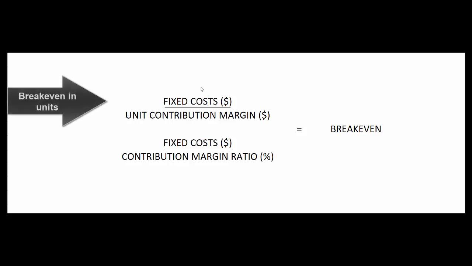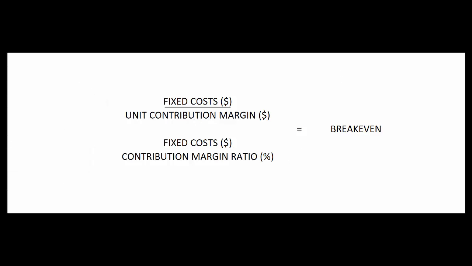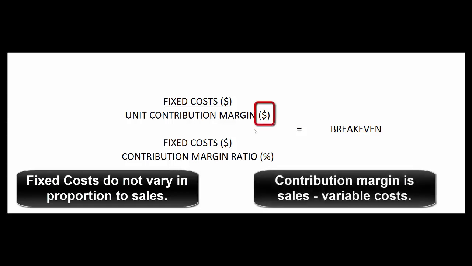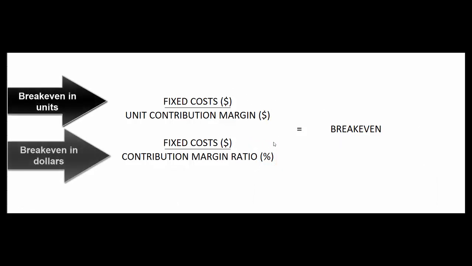Remember, the basic formulas are fixed cost divided by unit contribution margin to give us break even, or fixed cost divided by contribution margin ratio to break even. Fixed costs are the costs that don't change in proportion to sales. They might change, but not in proportion to sales. And unit contribution margin is how much we make on each sale expressed in dollars. Contribution margin ratio is how much we make on each sale expressed as a percentage. So when we divide dollars by dollars, we get the break even in units. We divide dollars by percentage, we get the break even expressed in dollars.